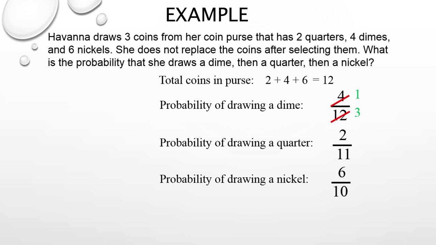So let's move on to the nickels. Remember, again, we had 11 coins, took 1 out. We now have 10. Total nickels should be 6. So we have 6 over 10. Simplify to 3 over 5.